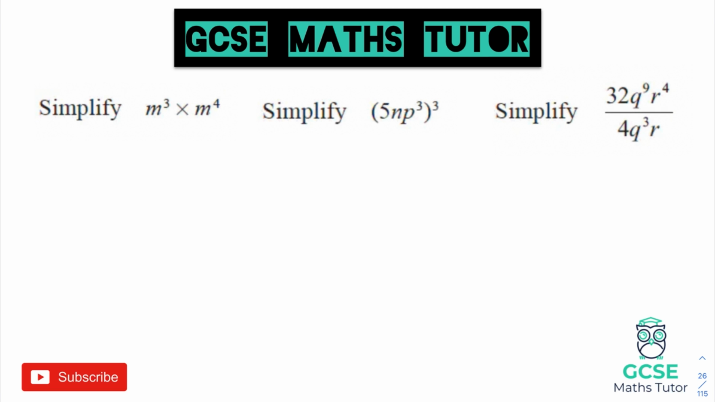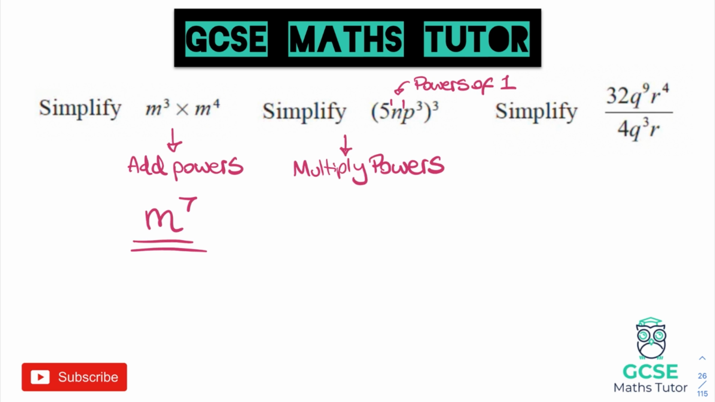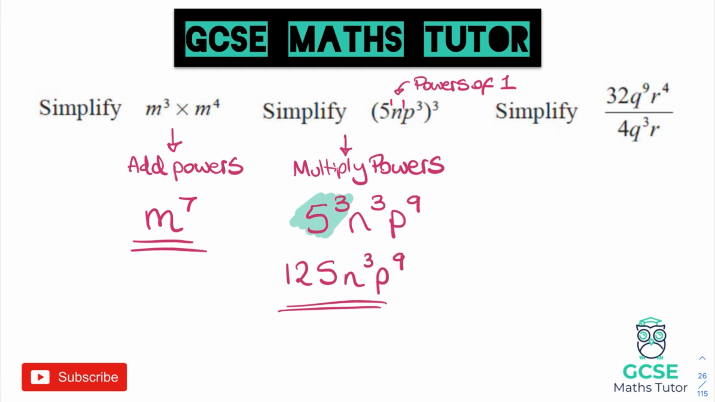With laws of indices, when you are multiplying, just like before, you can add the powers. So we would add the powers here. 3 plus 4 would be a power of 7. When you have brackets, you have to multiply the powers, and that includes any numbers within the brackets. So 5 to the power of 1 would become 5 to the power of 3 in this question, and all of the powers would multiply by 3. Again, we need to make sure we simplify any numbers and write them as actual numbers, not powers.